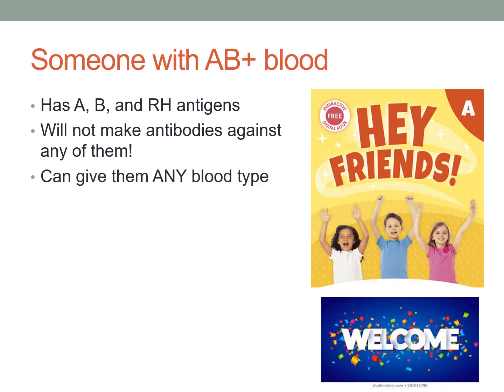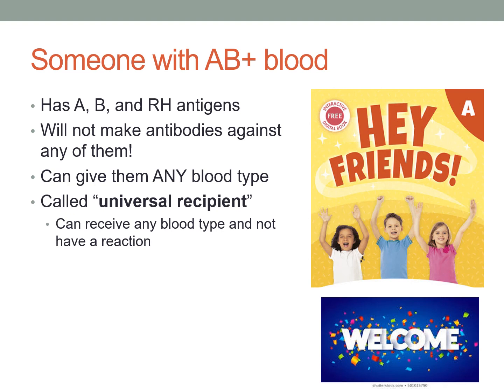They're familiar. This means you can give them any blood type. You can give them blood with no antigens on it. You can give them blood with all the antigens on it. It doesn't matter because everybody is familiar to them. They're not going to attack it. So this blood type is often called the universal recipient, meaning it can receive a transfusion from anybody, right?